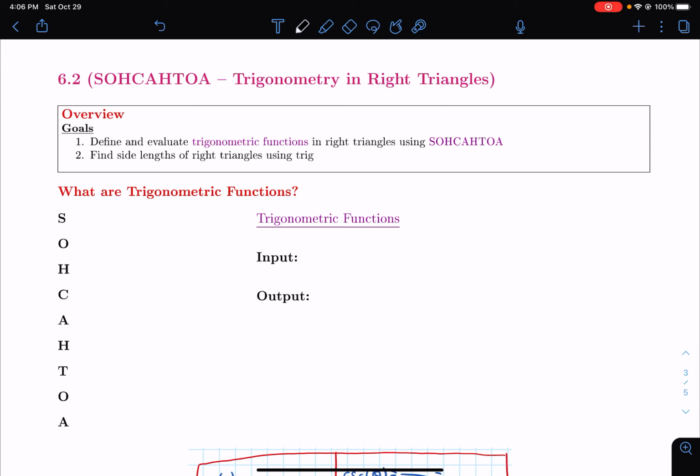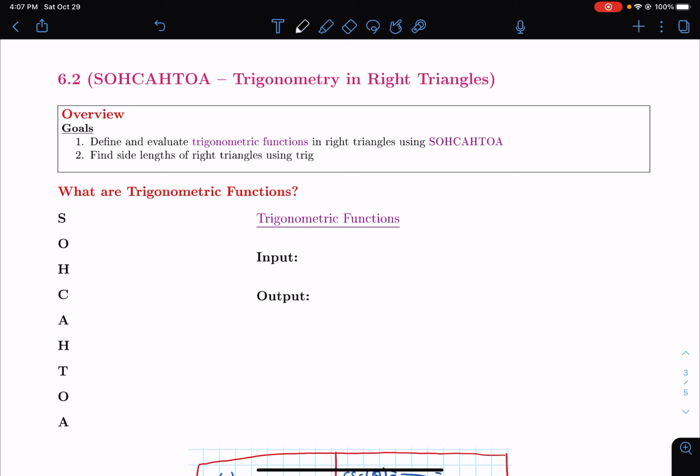In this video, we're going to start section 6.2 on trigonometry in right triangles. So we will be reviewing some SOH CAH TOA. This is likely stuff that you would have seen at some point in high school. Our big goals for this section are to define and evaluate trigonometric functions in right triangles using SOH CAH TOA. And then we'll talk about how we can use that to find side lengths of right triangles.